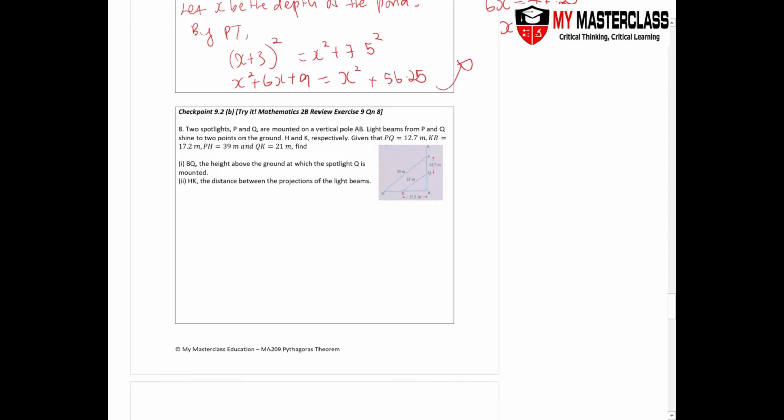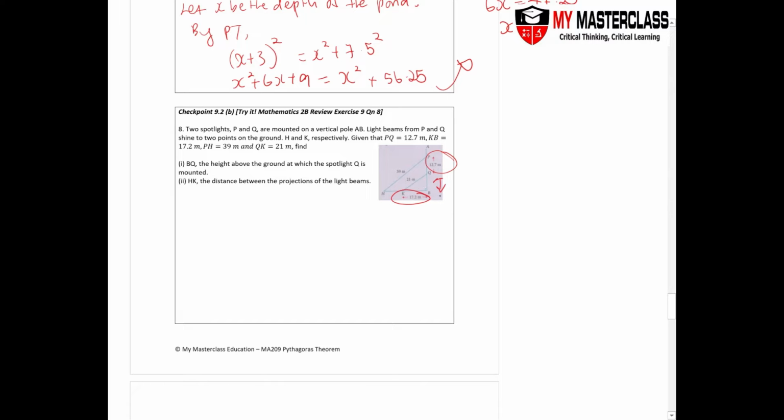Then let's take a look at checkpoint 9.2 part B as well. Now two spotlights P and Q are mounted on the vertical pole AB. The light beams from P and Q shine at 2 points on the ground H and K respectively. Now given that PQ is 12.7, KB is 17.2, and then PH is 39, QK is 21. They ask you to find BQ, which is the height over here.